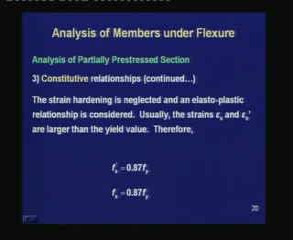Usually, the strains epsilon s and epsilon s prime are larger than the yield value. Therefore, fs prime is equal to 0.87 fy and fs is equal to 0.87 fy when we have yielding in the steel near the compression and the tension faces.